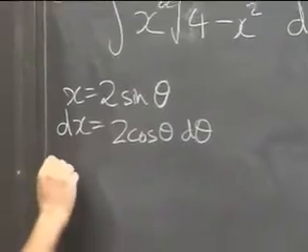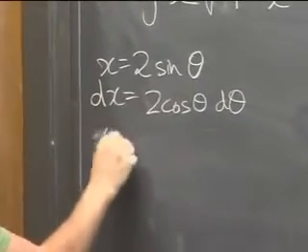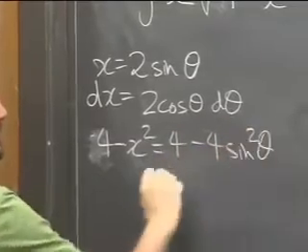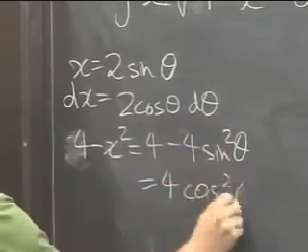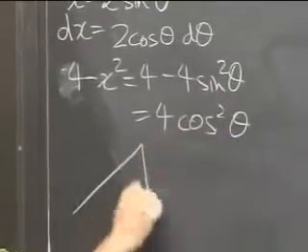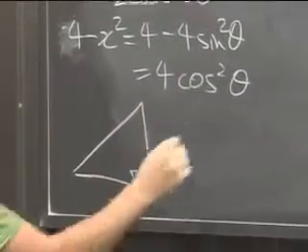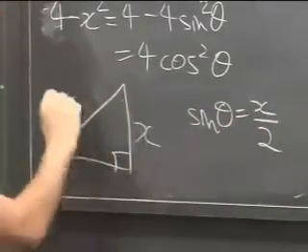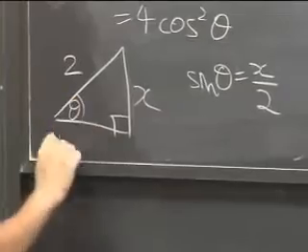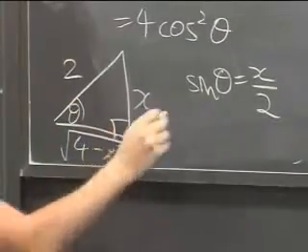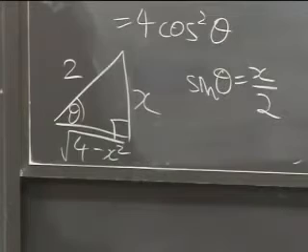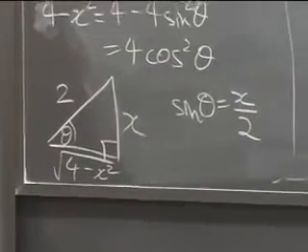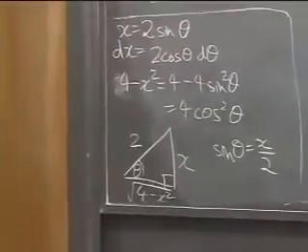And now I'm going to need 4 minus x squared, which is 4 minus 4 sine squared theta, which is 4 cosine squared theta. Nice. And I know I'm going to need my triangle eventually. I don't need it now, but sine theta is x over 2. So there's x, there's 2, there's root 4 minus x squared. So actually what I've done is just duplicate the first column of the table on the right-hand board, but just specialize to the case where a equals 2.